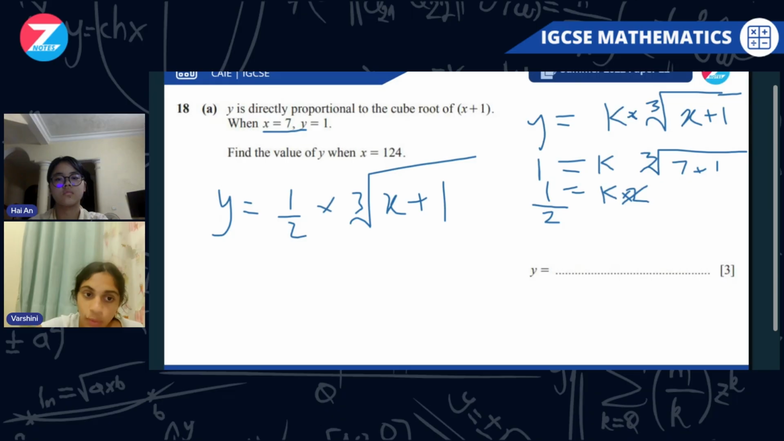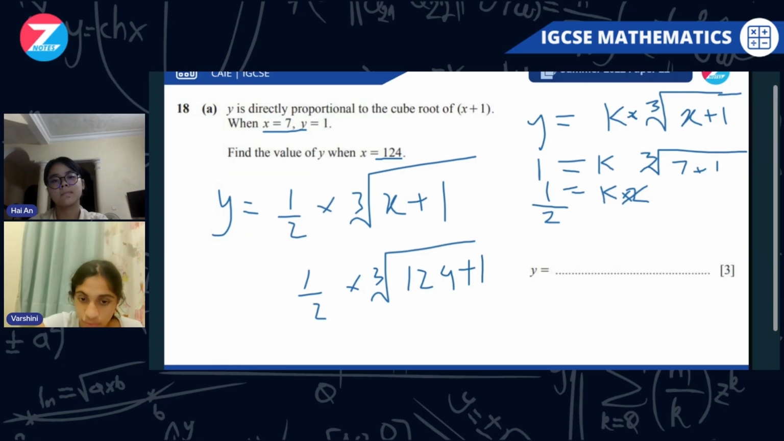Okay, and now we want to find y when x equals 124. So that is going to be 1 by 2 into the cube root of 124 plus 1. And we know 124 plus 1 is 125, and the cube root of 125 is 5. You could also just put this in your calculator if you're unsure. So you should get 1 by 2 into 5, and we can write this as 2.5.